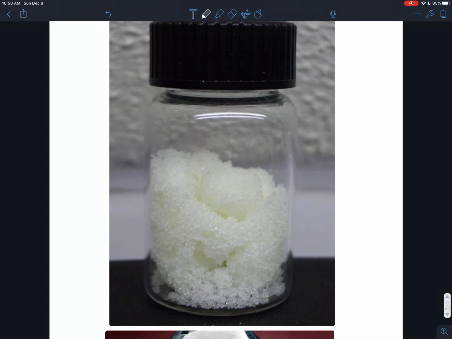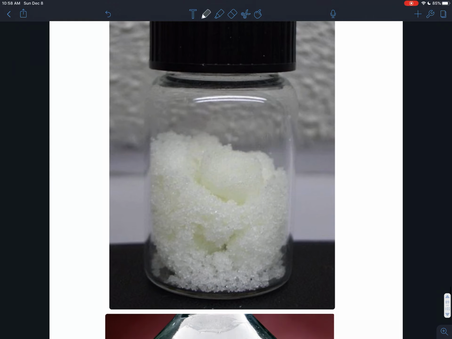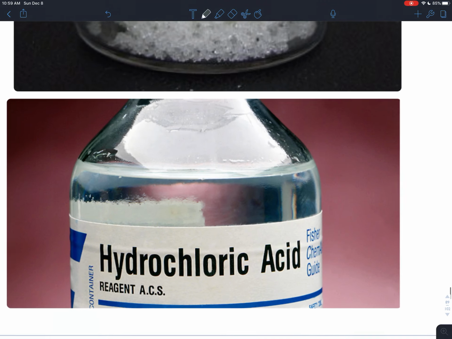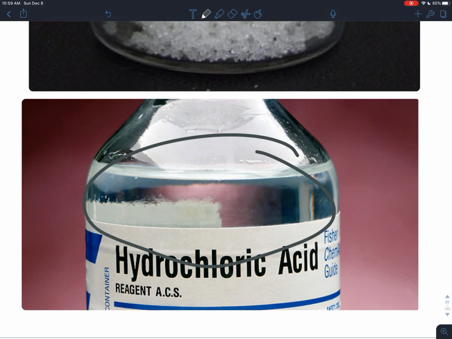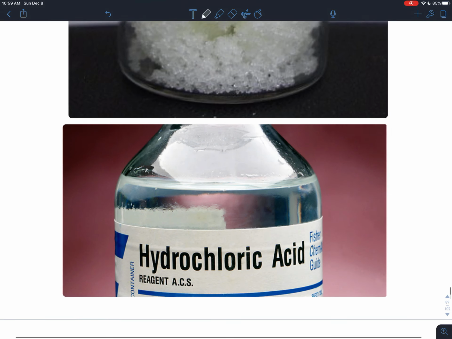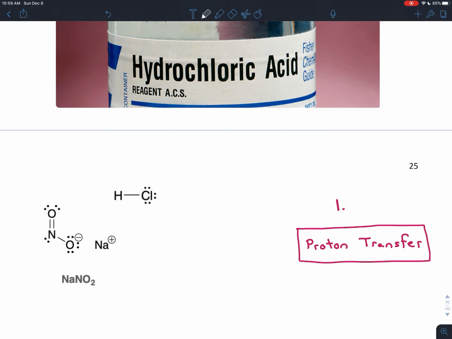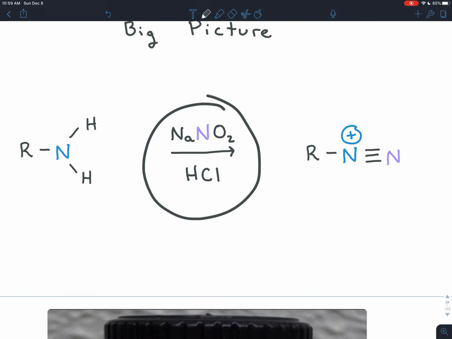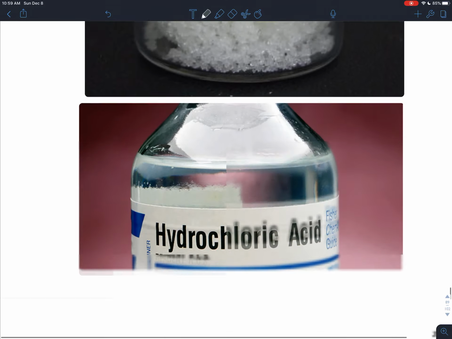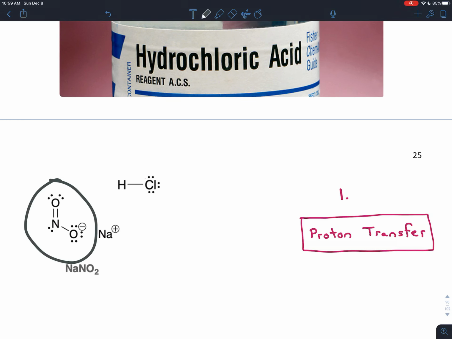These white crystals here are galaxies of sodium nitrite molecules. And hydrochloric acid, which is the acid that's produced in your stomach, looks like this. Here it's just a clear liquid. So your first step is a proton transfer. Now, if you look back at the recipe we have, you start with sodium nitrite, NaNO2, and HCl. NaNO2 looks like this over here.